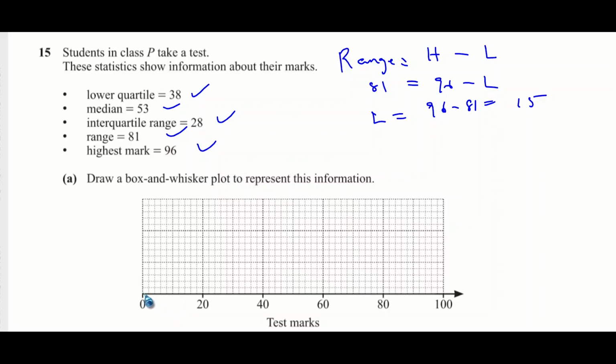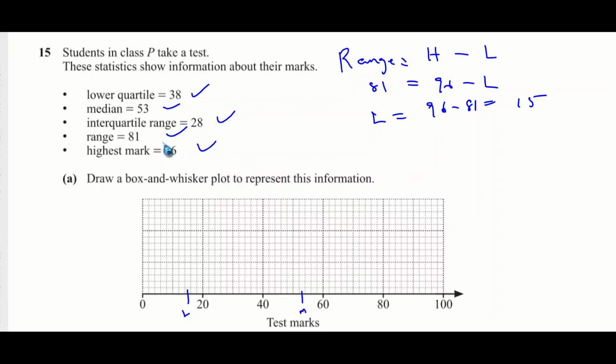So the first one will be, this is 10. Each line is 2 marks. So 12, 14, 15 will be the middle. So let's put it here. That will be the lowest. And we need the median, which is given as 53. So this is 50, 52, 53. It will be here, so this will be for the median. Okay, I'll come back and complete that.